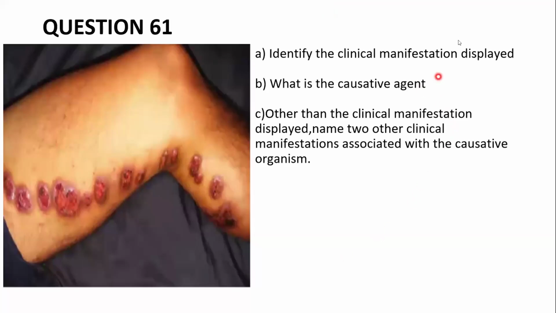Identify the clinical presentation displayed. Then what is the causative agent? Then other than clinical manifestation displayed, name 2 other clinical manifestations associated with the causative organism. And then choice D, I would have added, identify the best antifungal use for treatment of this.